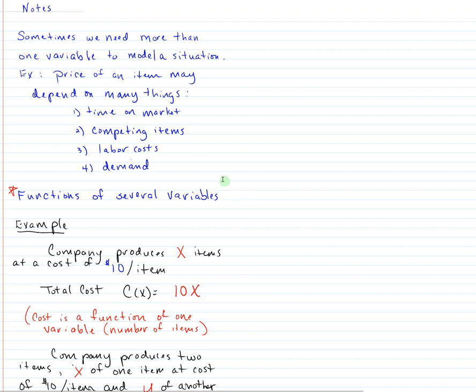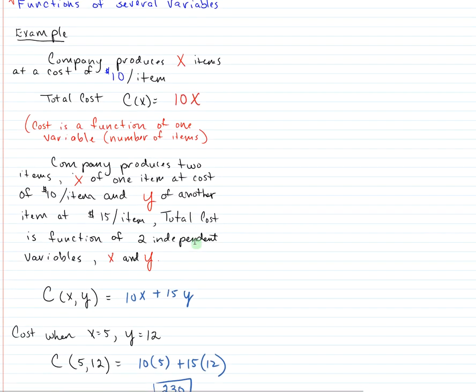This is section 17.1, and we're going to be dealing with functions of several variables. Sometimes you need more than one variable to model a situation. For example, in our notes, we're talking about the price of an item. That might depend on a lot of things: time on the market, competing items, labor cost, demand, etc. And so sometimes you need to put more than one variable in your function.